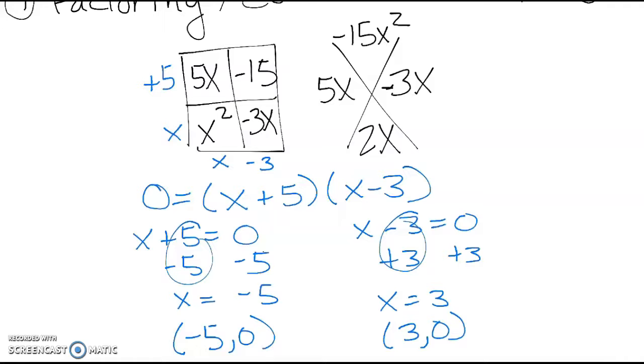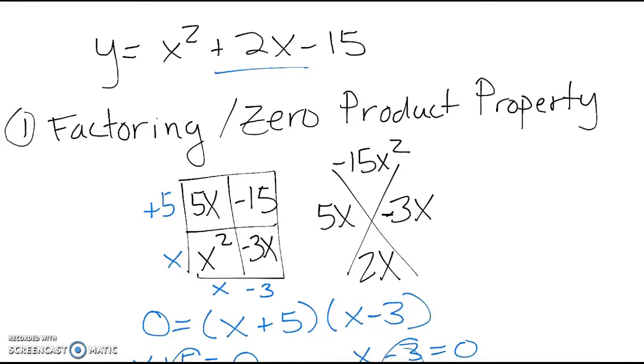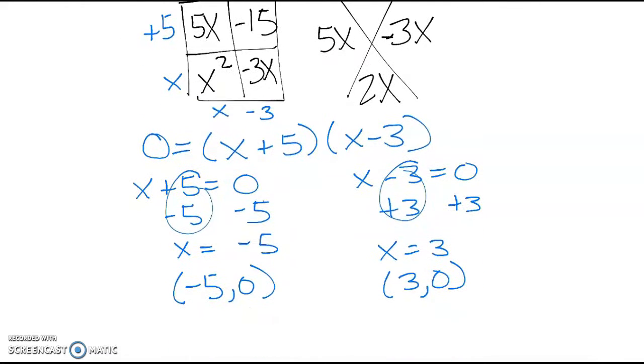Now I have solved this quadratic equation by factoring and using the zero product property. Once I have my x-intercepts, I'm done. That's what it means by solving: find your x-intercepts. So that's the first way.